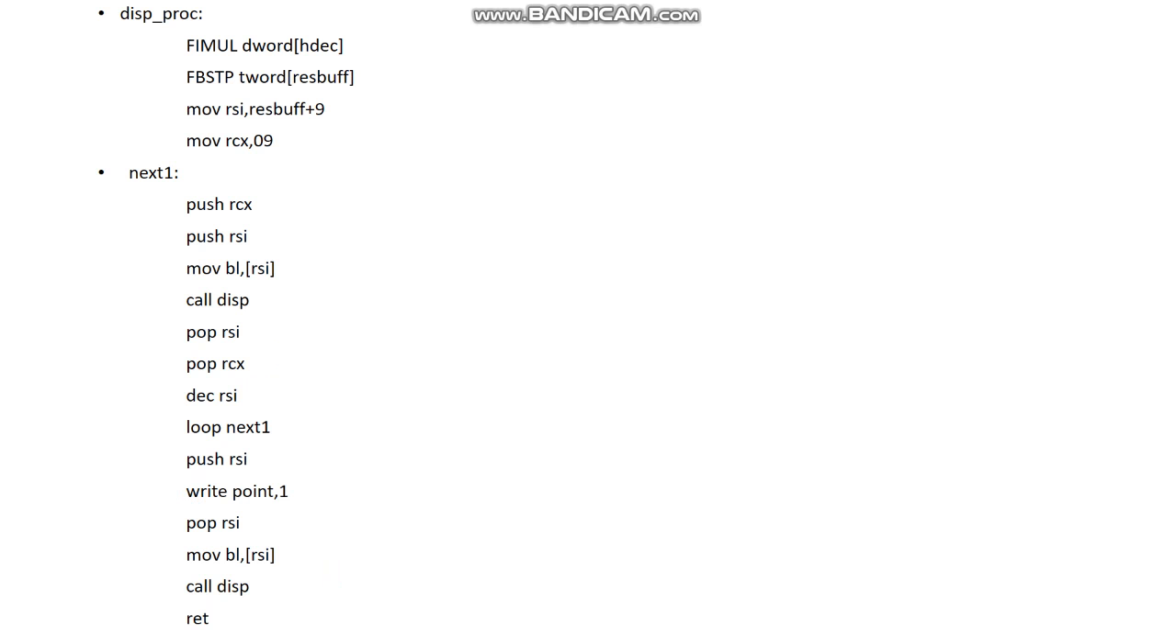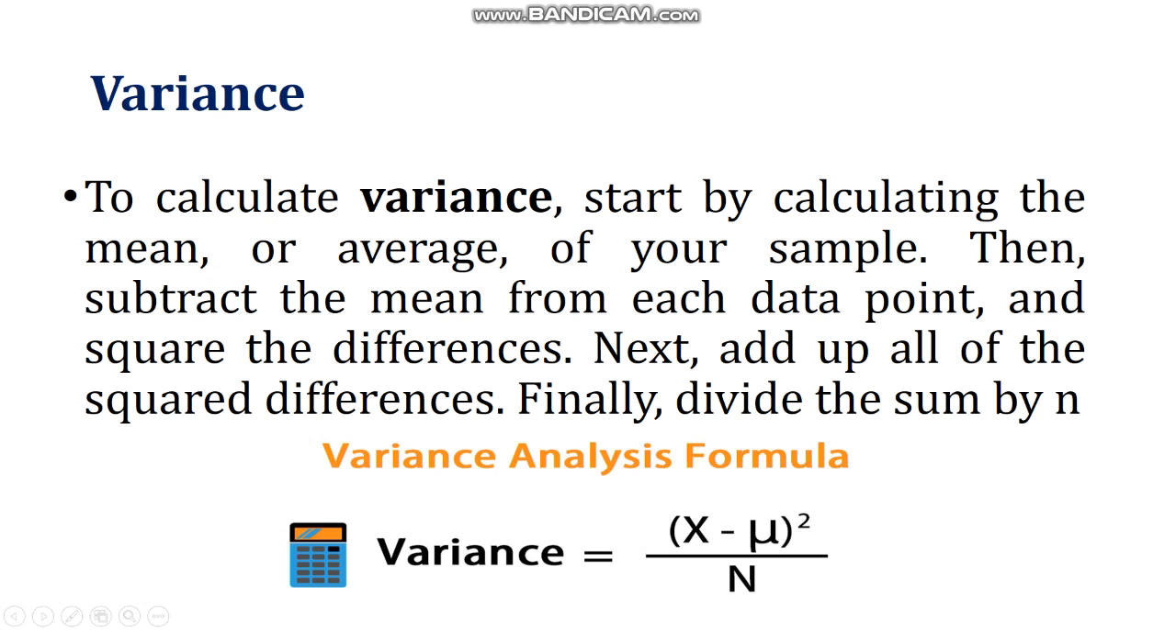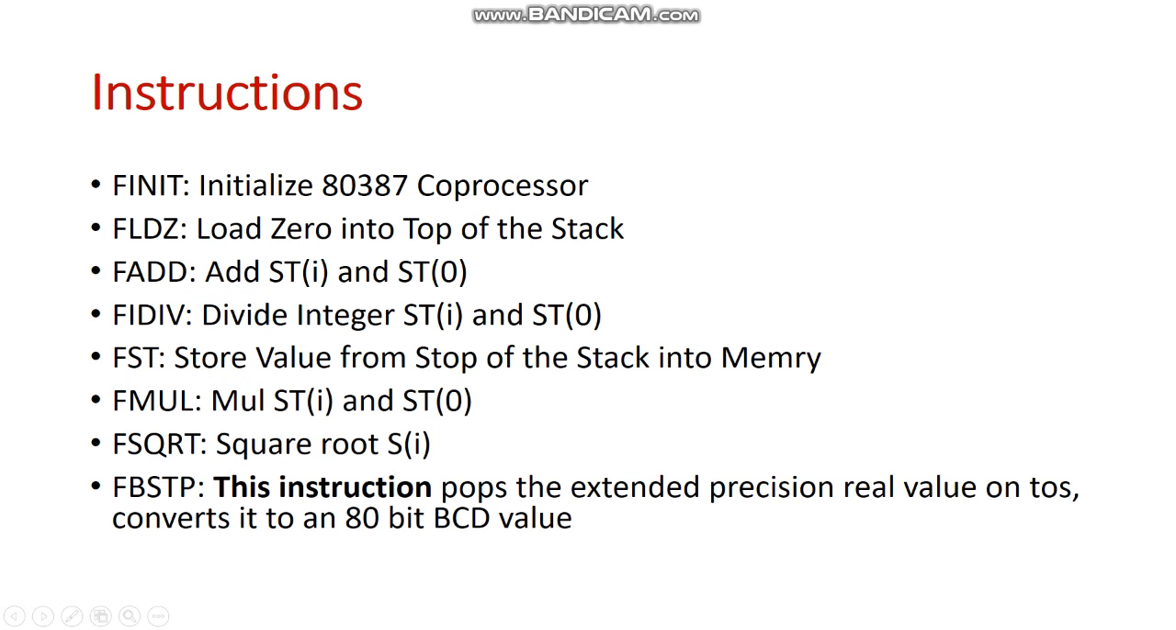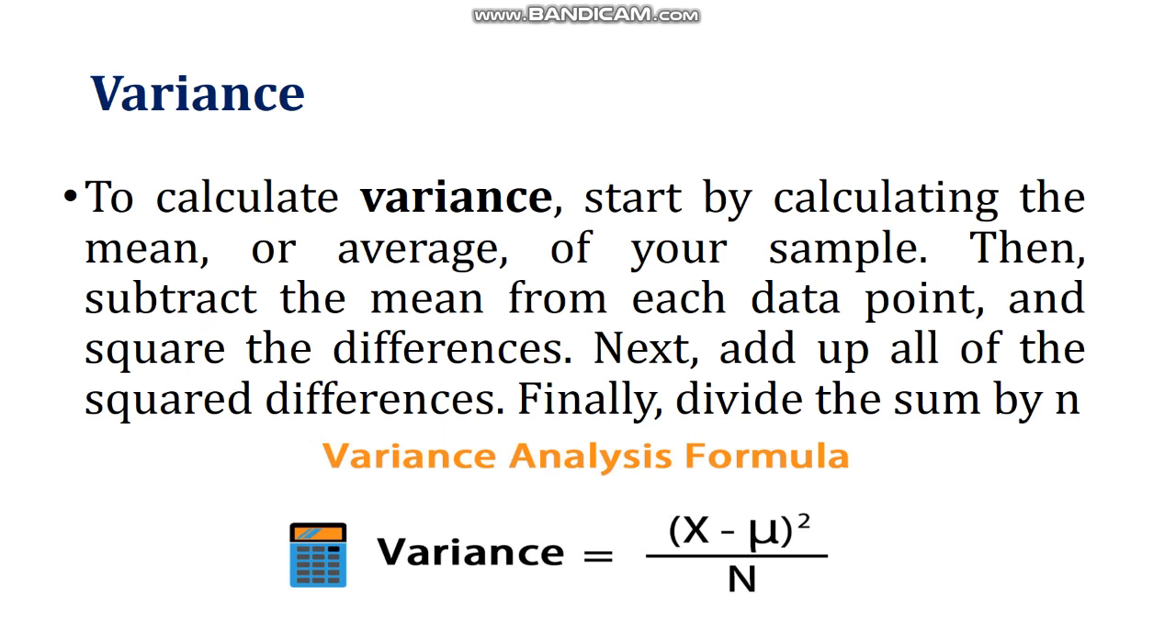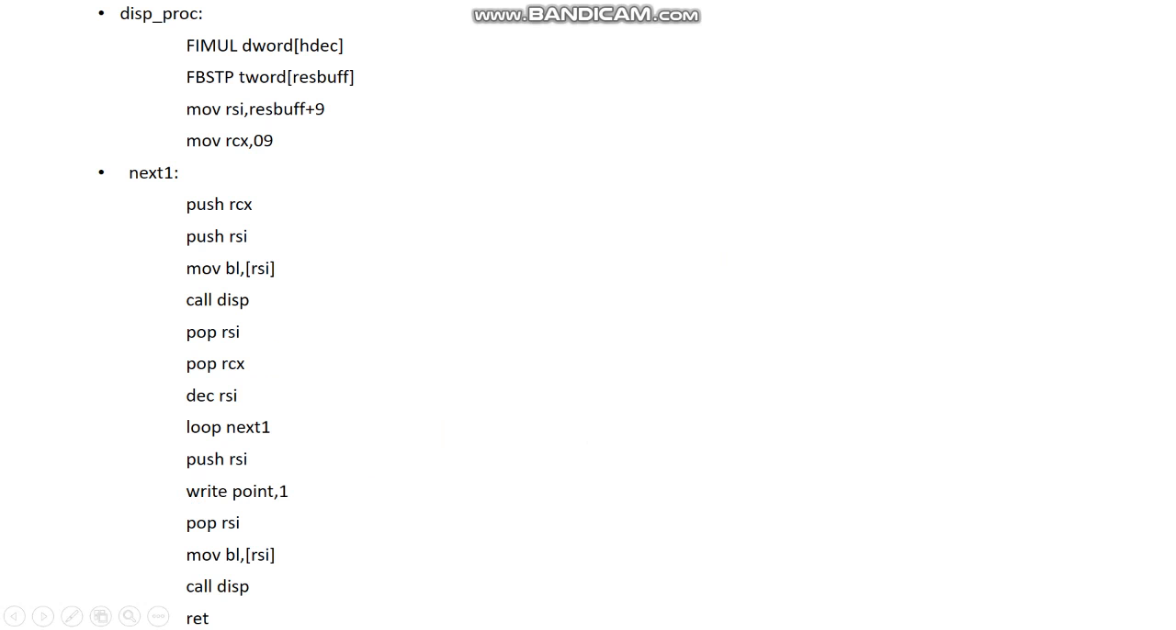So in disproc, the value of hdec we have already declared in section .data, and we are multiplying the value of variance with this data. Then we are executing the instruction fbstp tword resbuf. The reason behind executing fbstp is that this instruction pops the extended precision value from the top of the stack. Extended precision is nothing but the 80-bit value stored on top of the stack, and it converts that value into 80-bit BCD because the console can understand the 80-bit BCD value. That's why this instruction is written here.